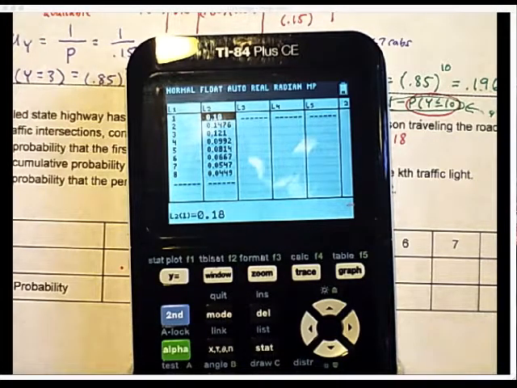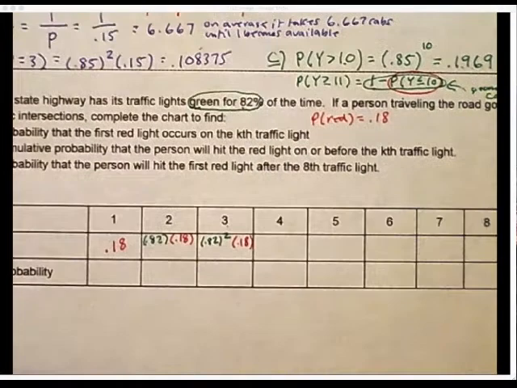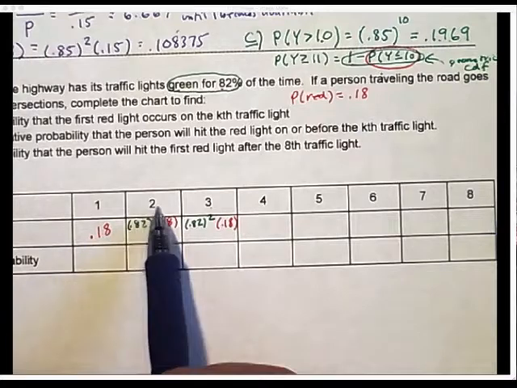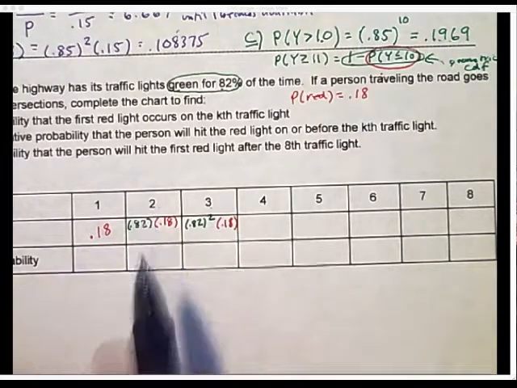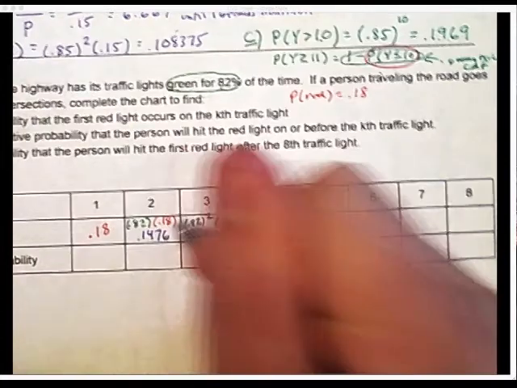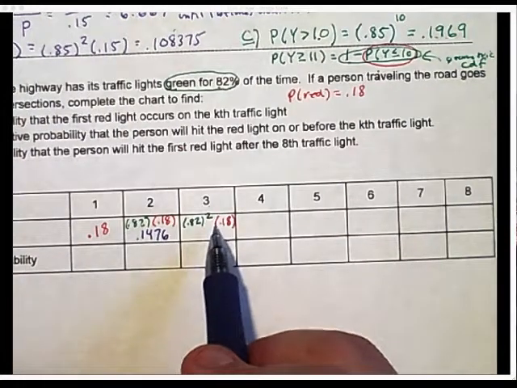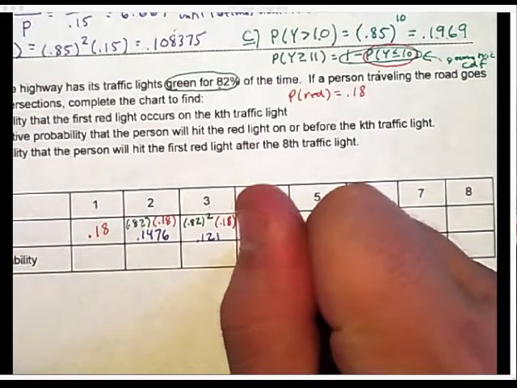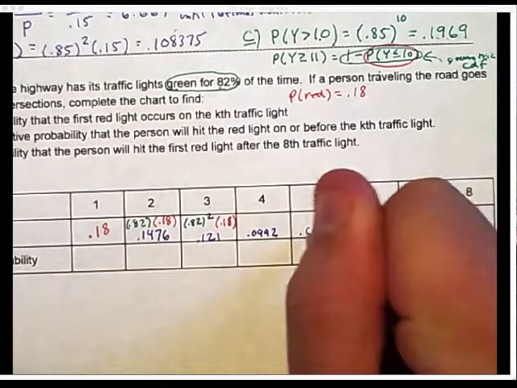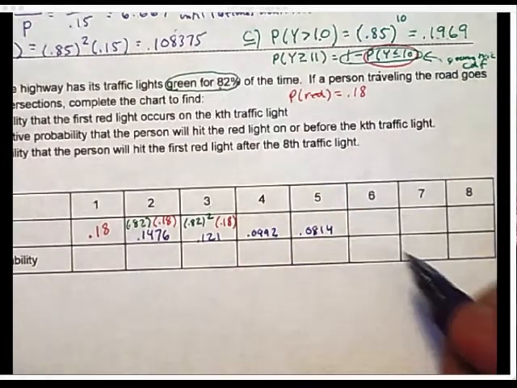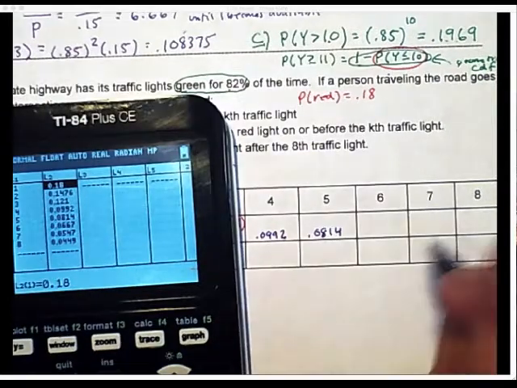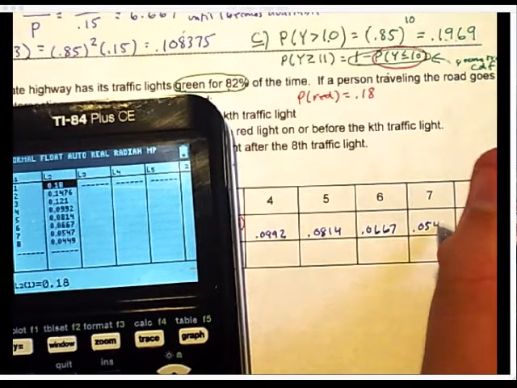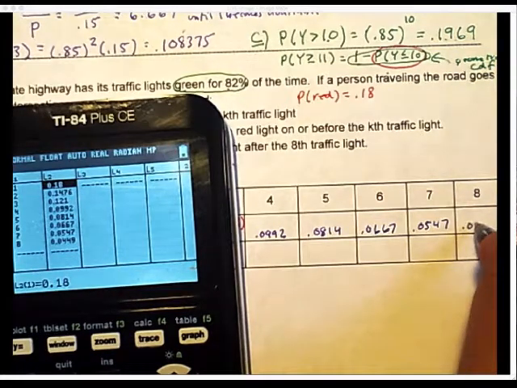So let's fill this out. So the chance that my first red light is the first one is 18%. The chance that the second light is the first red light that I come to is 0.1476. Chance that the third light I come to is the first red light is 0.121 according to my data. And then I have 0.0992, 0.0814, 0.0667, 0.0547, 0.0449.